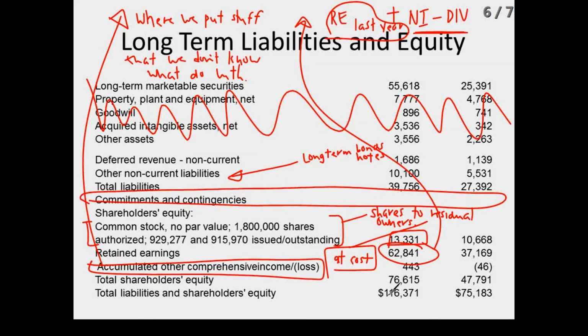Okay, and then we have basically these things give us our total shareholders' equity, and then we take all of our liabilities plus our current liabilities, and we're going to get our total liabilities and shareholders' equity.